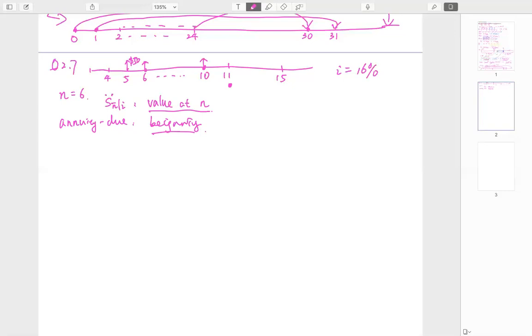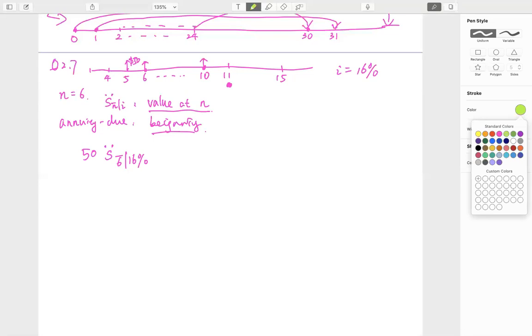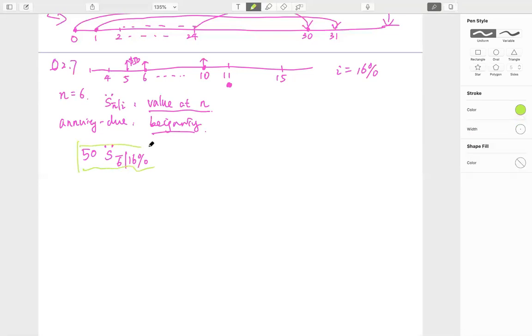So when we write down 50 times the future value of 6 at 16%, the time point is here. Let me use a different color. So this is the account value at time 11 years. Because if we think of this as an annuity due, the last payment is made at the beginning of that year. So the last payment is at the beginning of the 11th year.